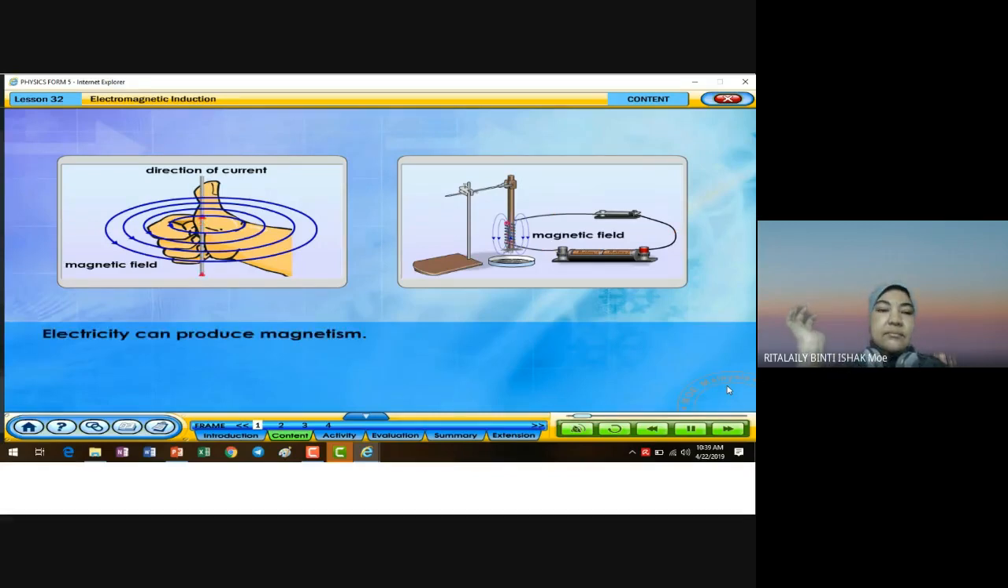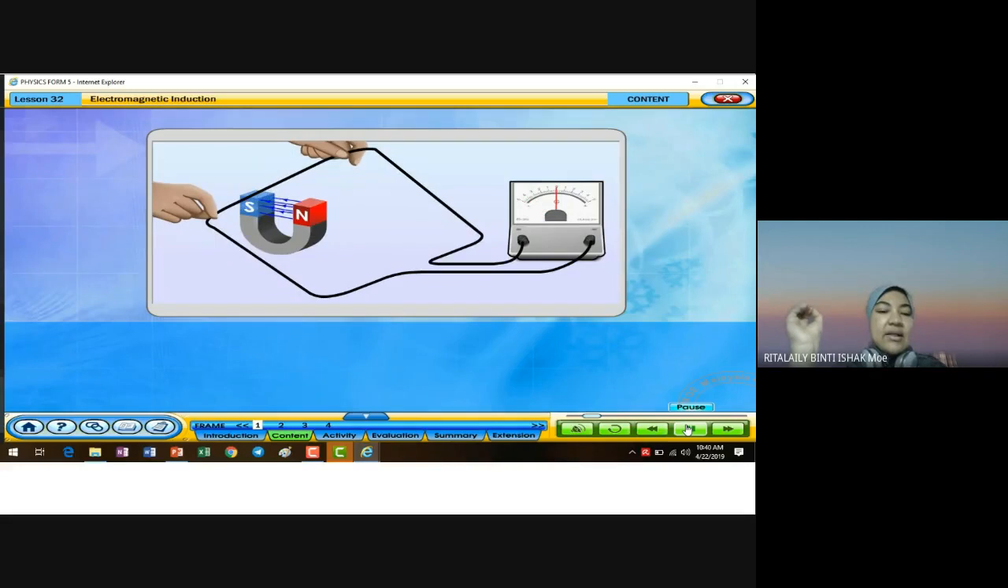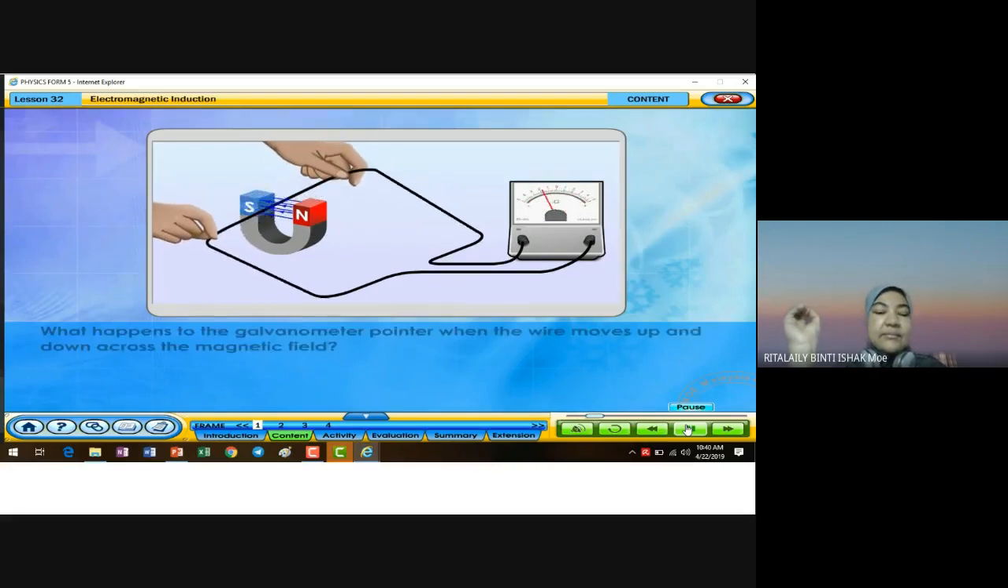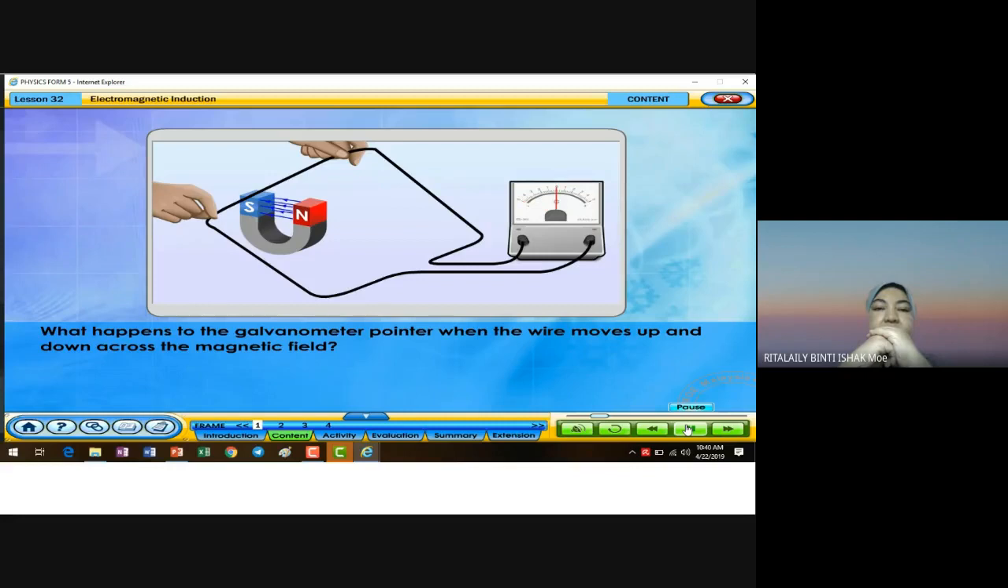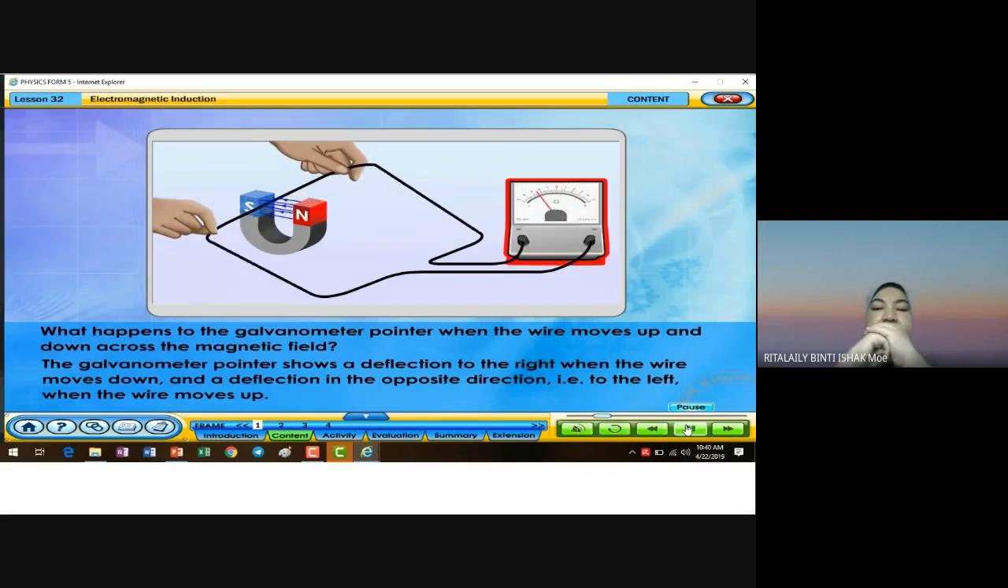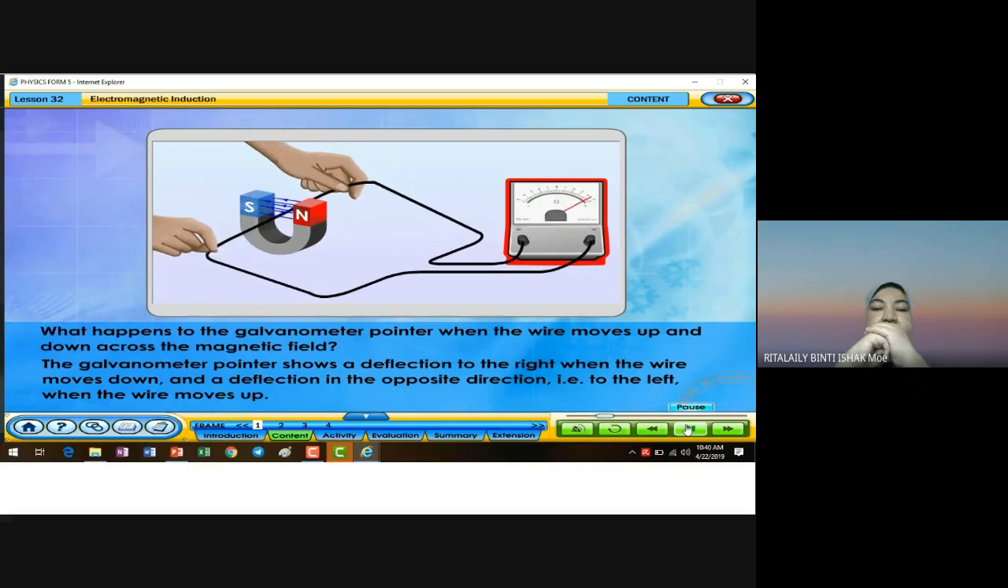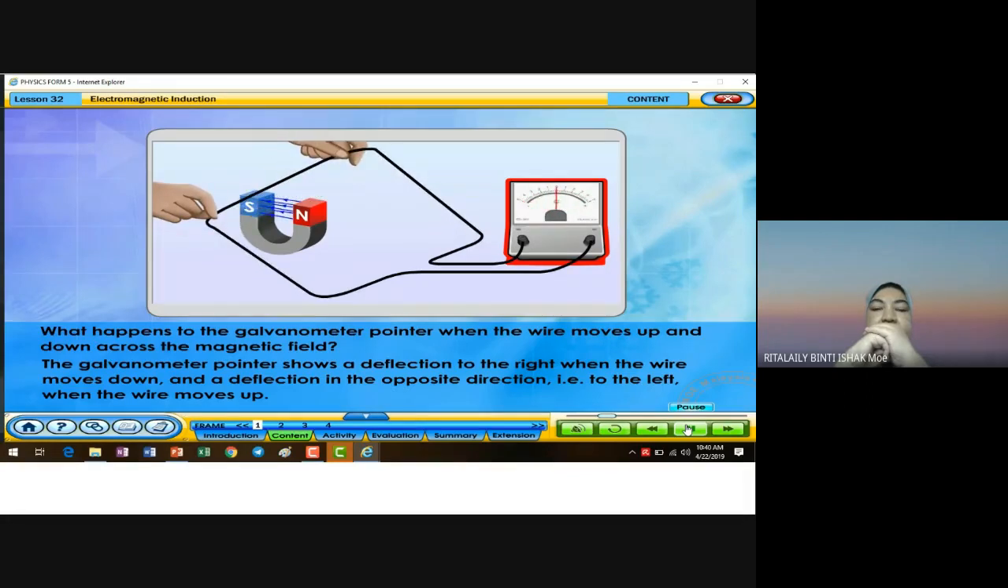We have just seen that electricity can produce magnetic effects or magnetism. Can magnetism produce electricity? Okay, so previously we have learned that we can get a magnet from electricity. Look at the galvanometer. What happens to the galvanometer pointer when the wire moves up and down across the magnetic field? The galvanometer pointer shows a deflection to the right when the wire moves down, and a deflection in the opposite direction, that is, to the left, when the wire moves up.